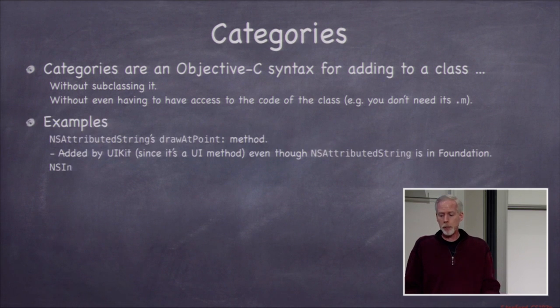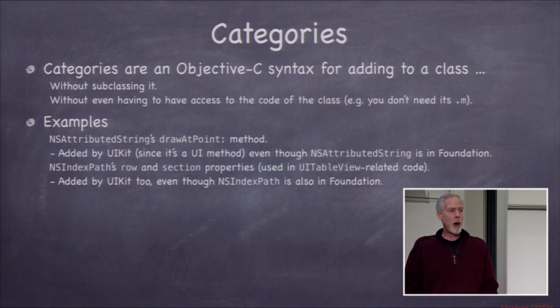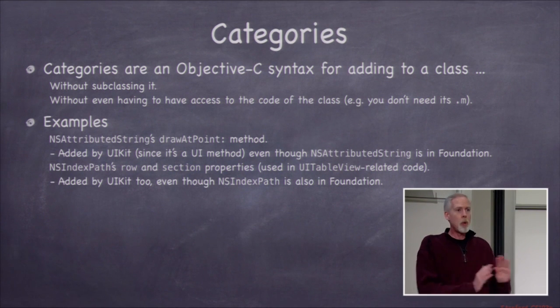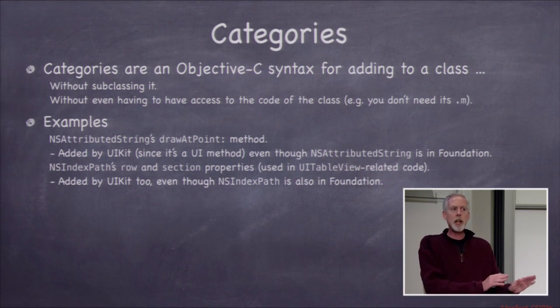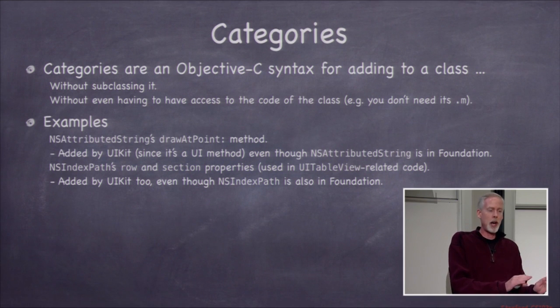Okay? So what are some examples of this? Well, in UIKit, there's a method NSAttributedString drawAtPoint. NSAttributedString is in Foundation. It's not a UIKit thing. It's just a generic attributes-on-a-string thing. But UIKit adds all these, drawAtPoint, and it defines all these other attributes that can be on there. And it does all that in UIKit, and it doesn't even need the source for NSAttributedString. It just needs to know that class exists. Same thing, NSIndexPath. I told you NSIndexPath only had two methods on it, row and section.